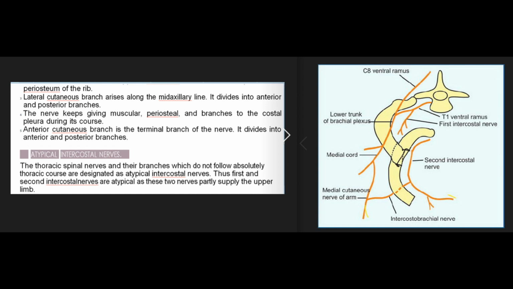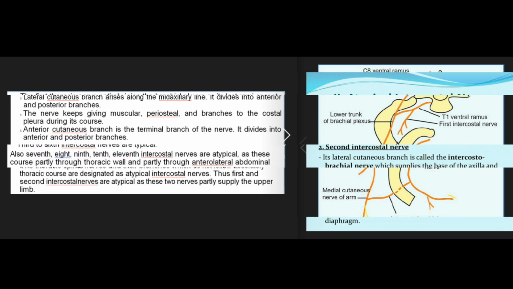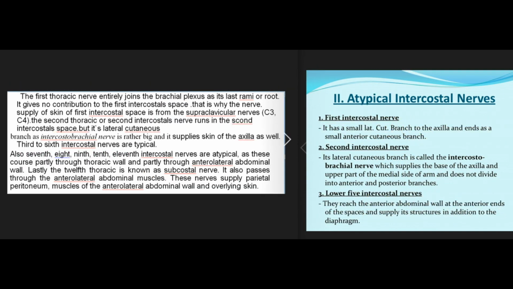Atypical intercostal nerves. The thoracic spinal nerves and their branches which do not follow absolutely thoracic course are designated as atypical intercostal nerves. Thus first and second intercostal nerves are atypical as these two nerves partly supply the upper limb. The first thoracic nerve entirely joins the brachial plexus as its last root. It gives no contribution to the first intercostal space. That is why the nerve supply of skin of first intercostal space is from the supraclavicular nerves, C3, C4.